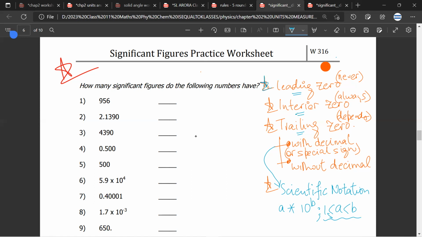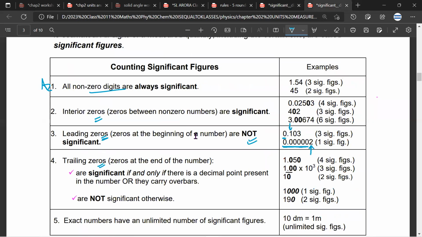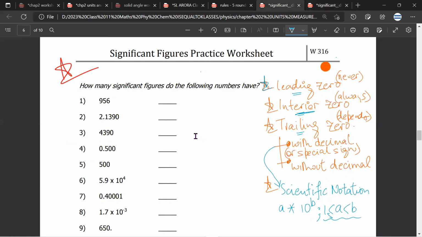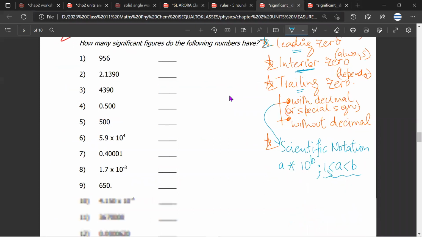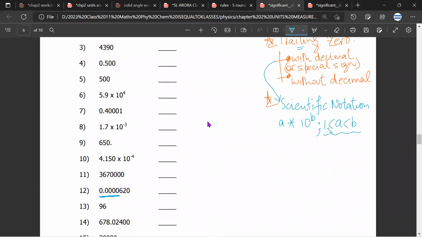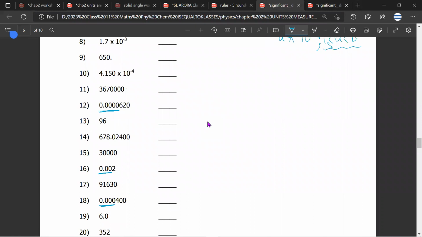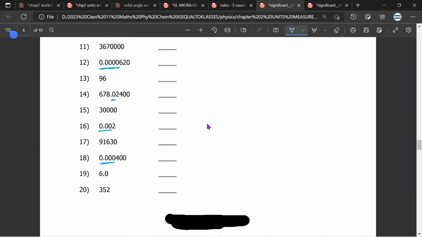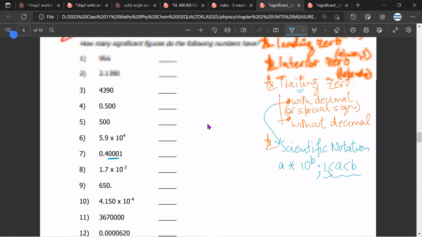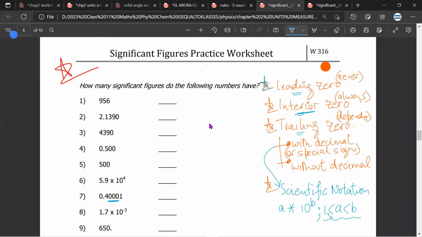The second rule is interior zeros. What are interior zeros? Interior zeros are zeros which are between non-zero numbers. They are always significant. So let us look at a few examples of interior zeros. Numbers like these. These are interior zeros. A zero like this is an interior zero. Are we clear about interior zeros? Yeah. Okay.